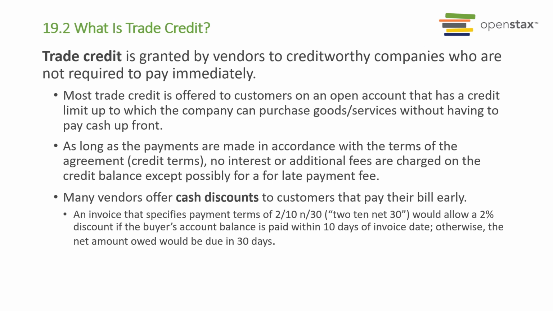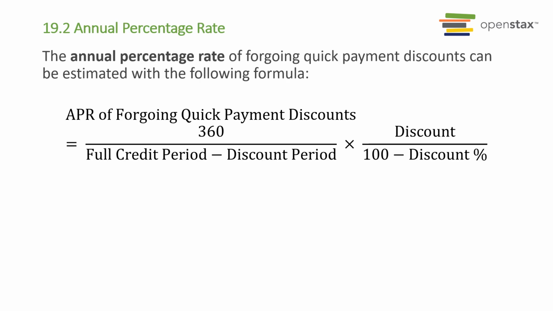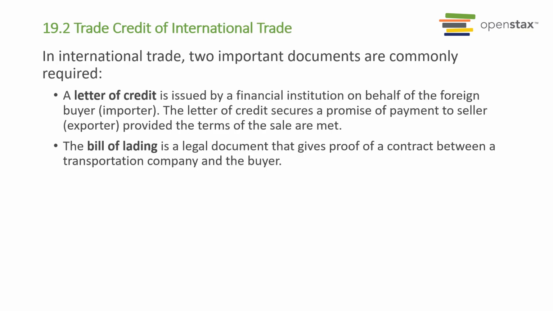An invoice that specifies payment terms of 2/10, net 30, would allow a 2% discount if the buyer's account balance is paid within 10 days of invoice date. Otherwise, the net amount owed would be due in 30 days. The annual percentage rate of foregoing quick payment discounts can be estimated with the following formula. The APR of foregoing quick payment discounts is equal to 360 divided by the full credit period minus discount period, times the discount percentage divided by 100 minus the discount percentage.